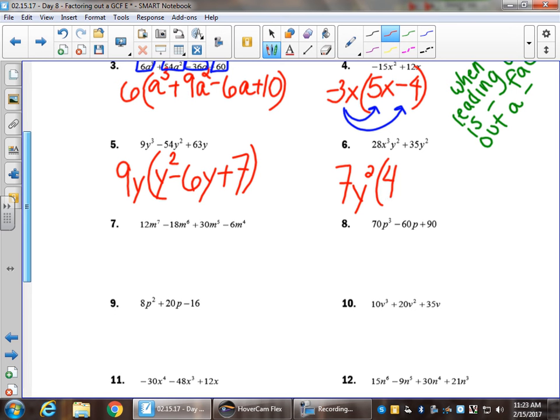What variables am I going to write with 4? X cubed. We never took an x cubed out, so it stays. Do I write a y squared? No, because I already took it out. 7 times what is 35? Plus 5. Do I write a variable? No, because we already took out a y squared.